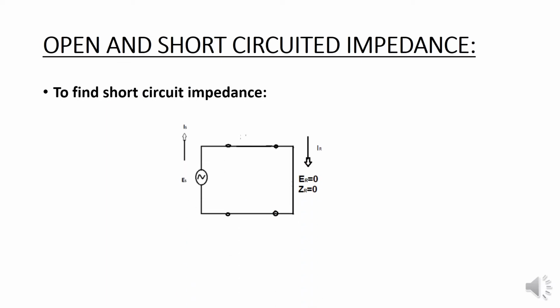First we are going to see about the open and short circuit impedance. First we have to find the short circuit impedance. This is the diagram for the short circuit impedance. We are giving the source voltage and the source current as input. In the receiver, the receiving voltage will be 0, then the receiving impedance or the terminating impedance will be 0. So at short circuit condition ZR will be equal to 0.